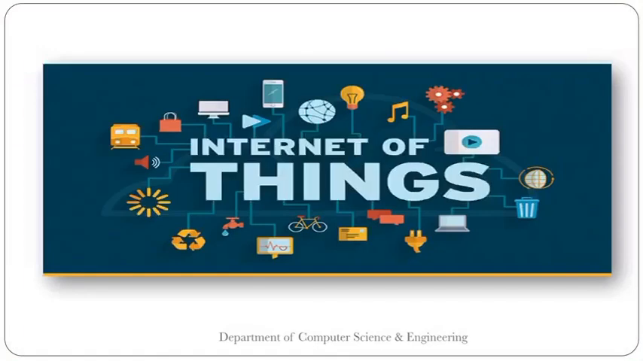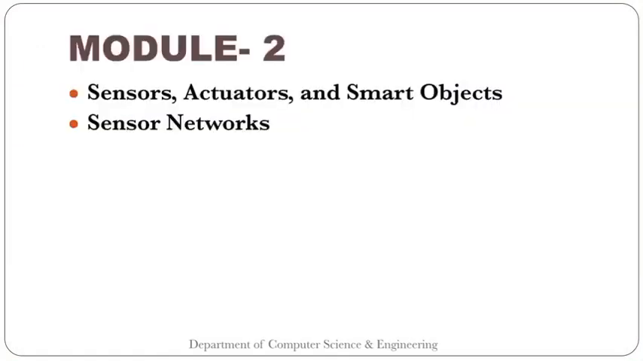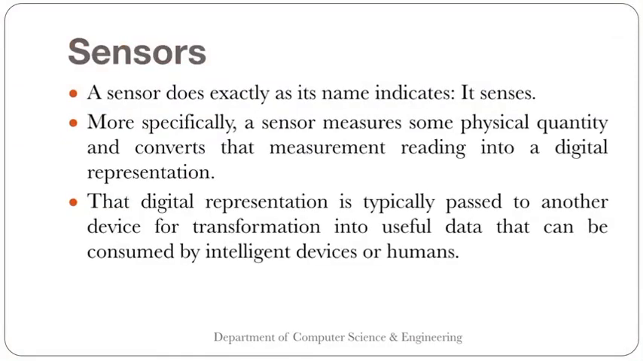So let's continue with our revision on our course on Internet of Things technologies. In this lecture we'll start with our module 2 and we'll cover sensors, actuators and smart objects and sensor networks. So let's start with sensors.